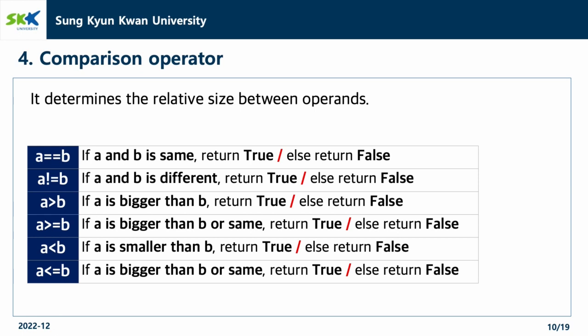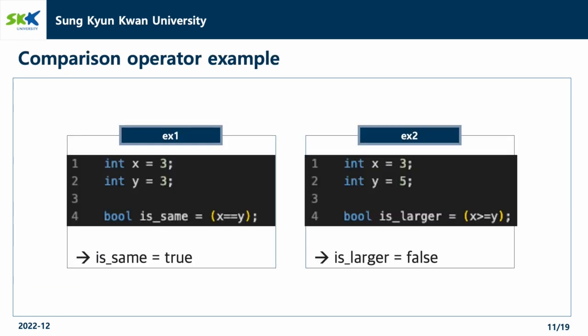Fifth and sixth operators are the same as the third and fourth operators, but there is only a difference in direction. Let's look at the example code of the comparison operator together. For the first code, both x and y have values of 3. Since they are compared with the operator x equals y, they return a true value because the x and y values are the same. Therefore, is same is assigned true.